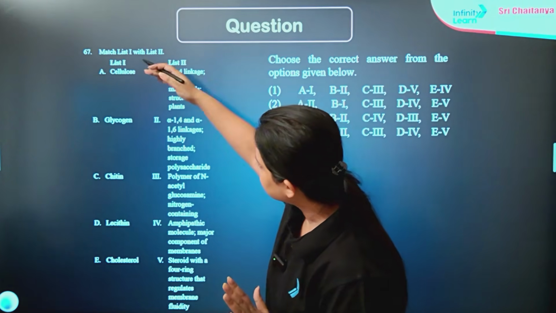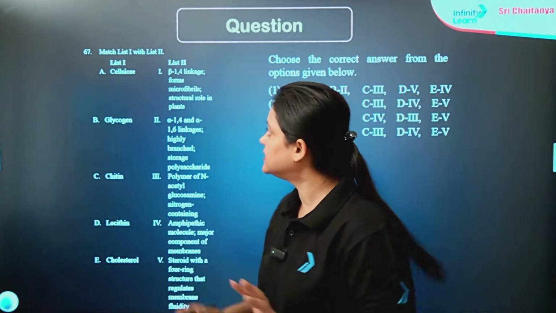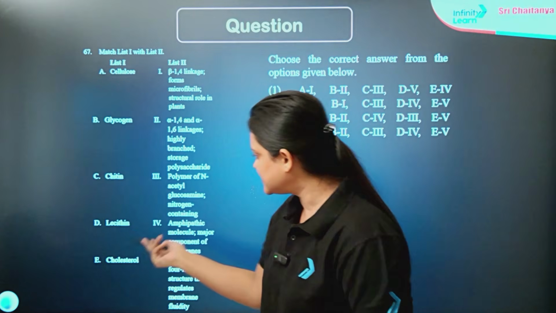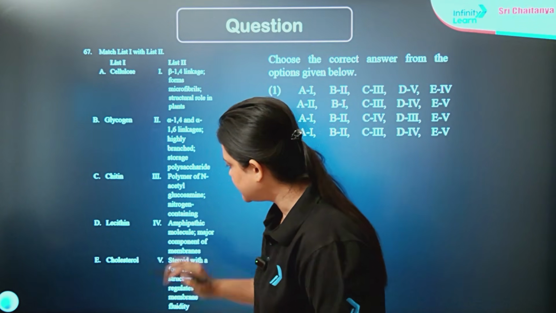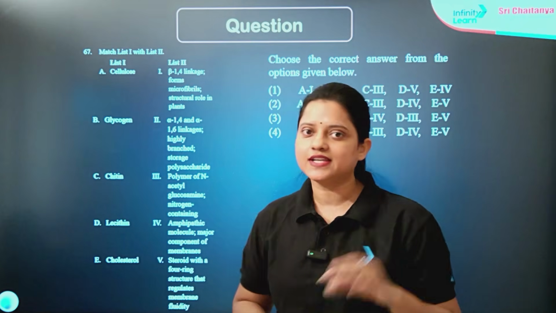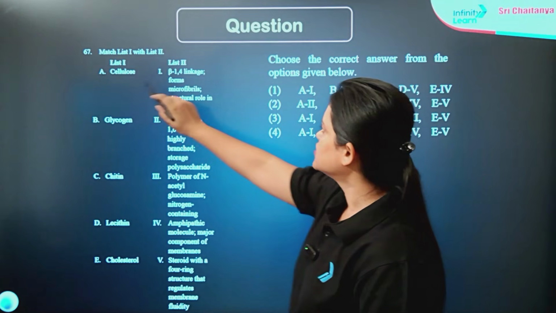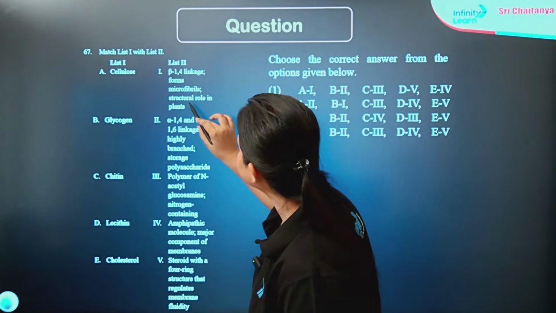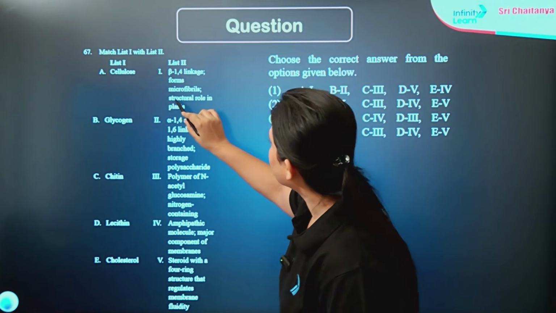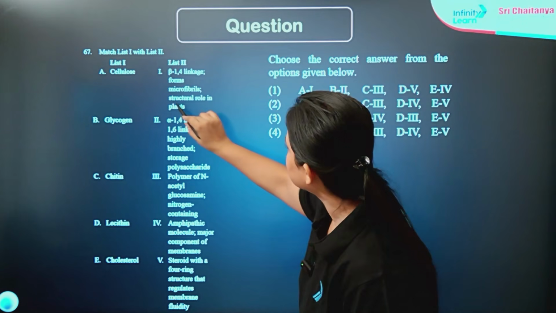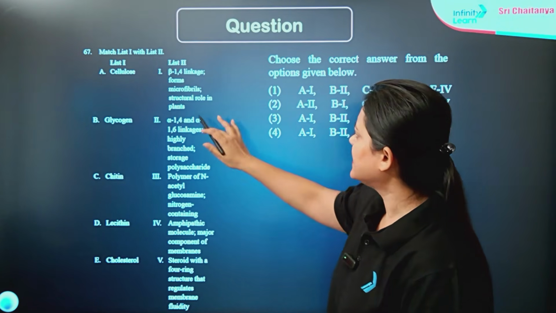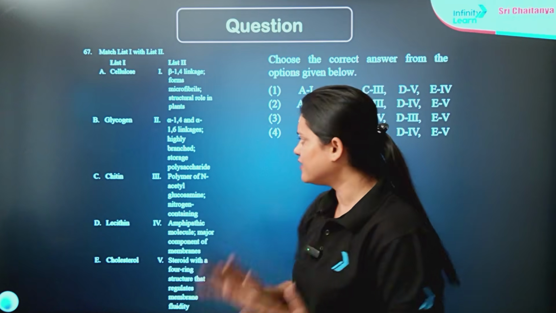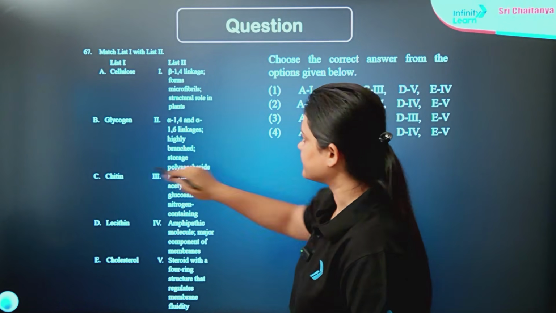So we have some polysaccharides here like cellulose, glycogen, chitin, and we even have lecithin, which is a phospholipid. We also have cholesterol, which is a derived lipid. Let's match it. So cellulose have beta 1,4 linkage and forms structural role in plants, right? So it is a structural polysaccharide. Cellulose will be forming the cell wall. So A will be matched with 1.